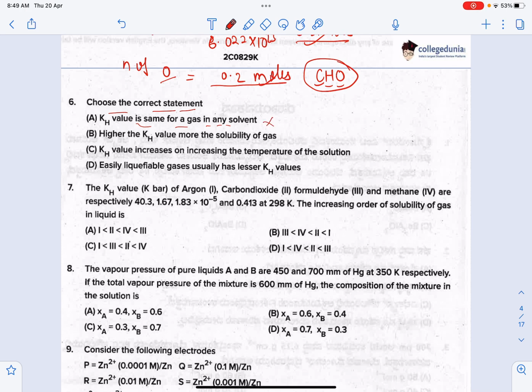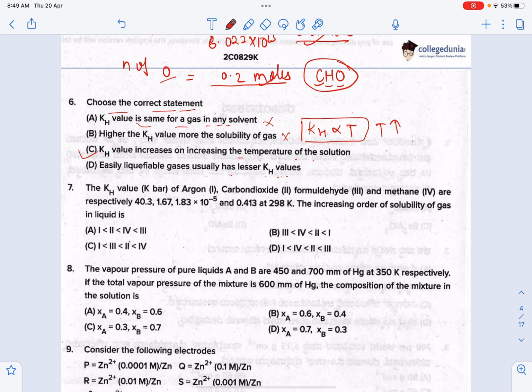B, higher the Kh value, more the solubility of gas. No, it is just opposite. Kh value increases on increasing the temperature of the solution. Next is easily liquefiable gases usually has lesser Kh values. Okay, our correct option is the C, that is the Henry constant is directly proportional to the temperature.